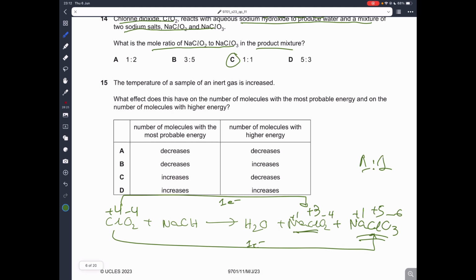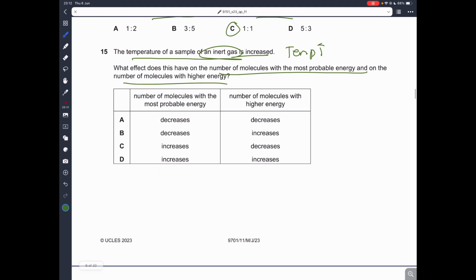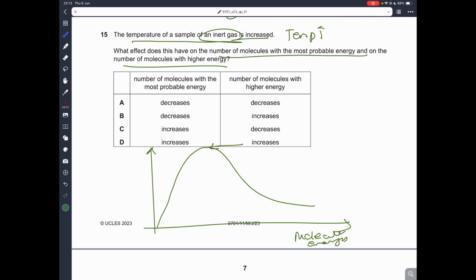Question number 15. The temperature of a sample of inert gas is increased. What effect does this have on the number of molecules at the most probable energy and at higher energy? For this, we have to look at the Boltzmann distribution. The graph will look something like this. This is the molecular energy, and this is the number of molecules or particles. The highest peak on the graph is the most probable energy.